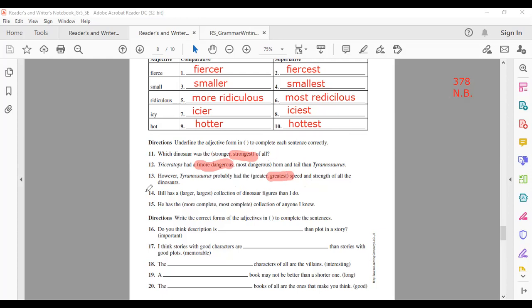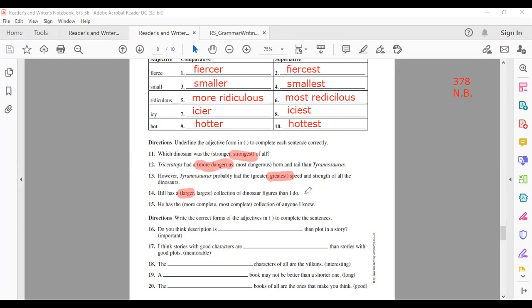Okay, let's go for Jana. Hi, Jana, 14 for you. Bill has a largest collection of dinosaur figures than I do. It's larger. Larger, very good. Why did you choose it? Because there's than. Than, amazing, my girl.